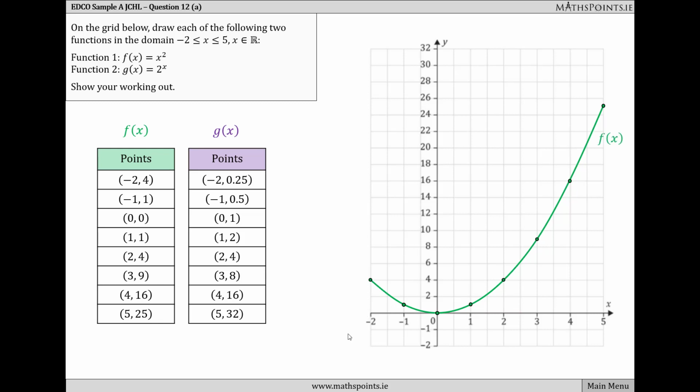So label the graph f of x, and then we'll put in the g of x points on the graph. So we have -2, 0.25, -1, 0.5, 0, 1, 1, 2, 2, 4, 3, 8, 4, 16, and 5, 32. And then like before, we're going to connect these up.